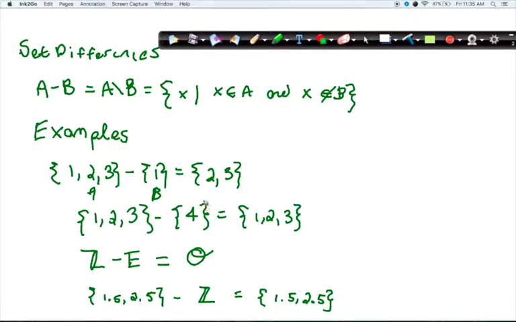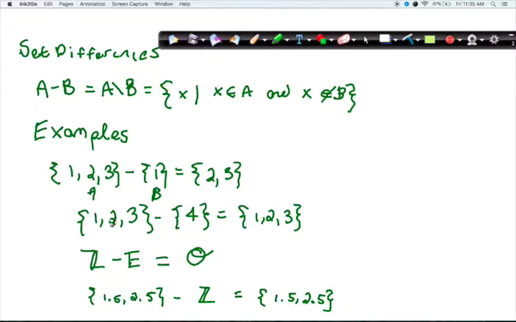Why? Because to be in this set, you have to be in A, but not be in B. So 1 is in A, but it is in B. So it's not going to be in the set difference. That's why 1 is not listed here. Okay? 2 and 3 are both in A, and neither are in B. So they're going to be in the set difference.